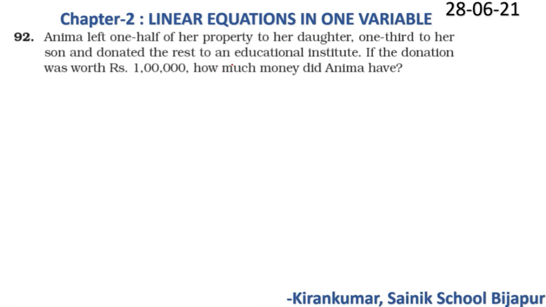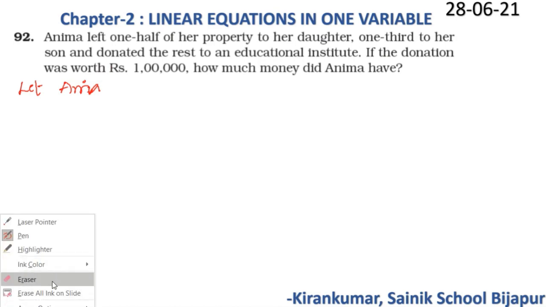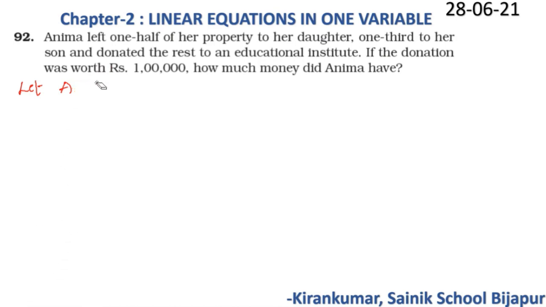So the remaining property is x minus the sum given to both the children. So let's solve this step by step. I made a mistake while telling the name. It's Anima. Let Anima's property be x.